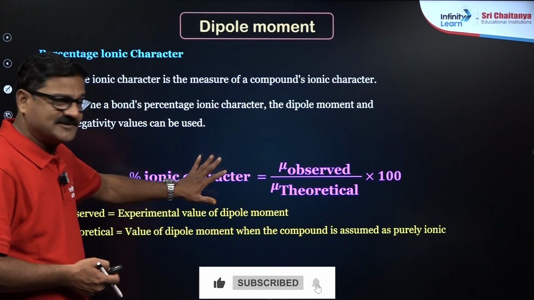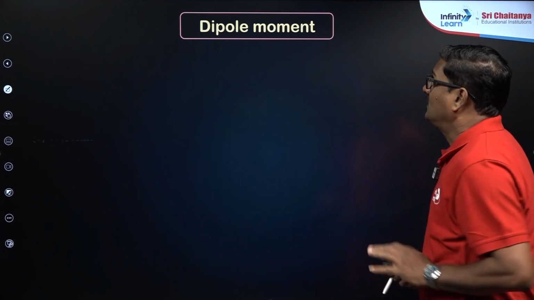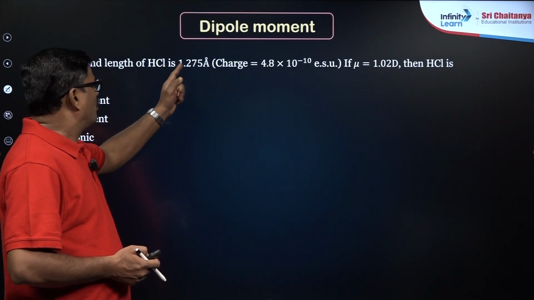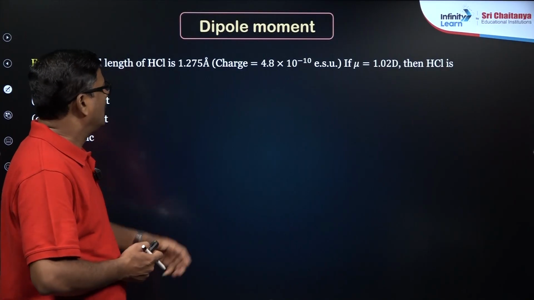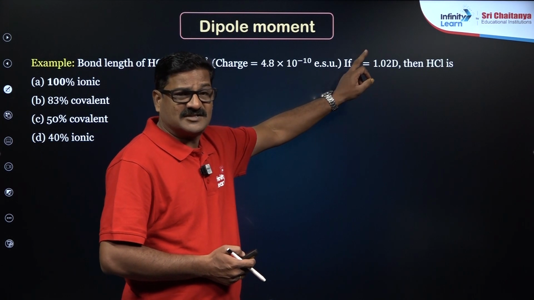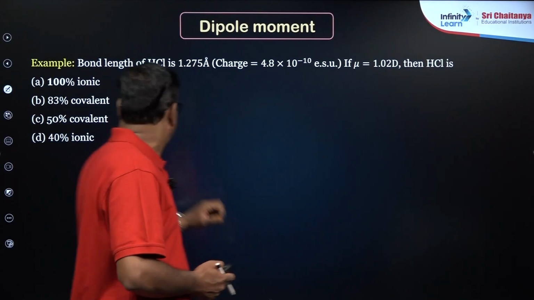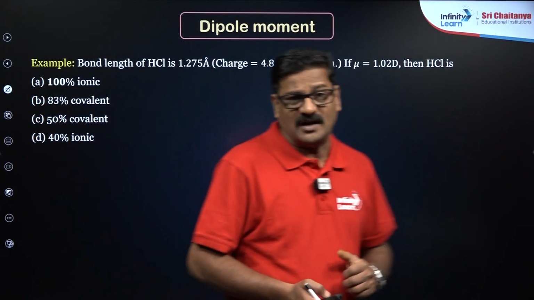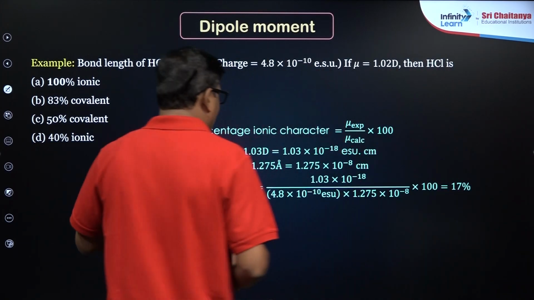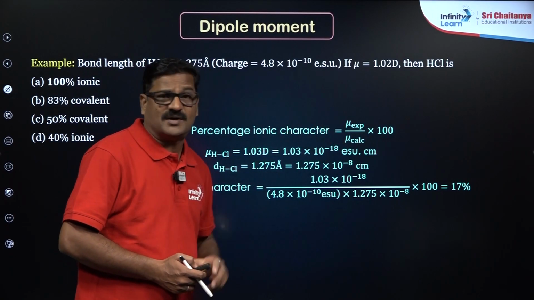So based on that, you can expect a question in the NEET examination based on NCERT. You can see a question. The bond length of hydrogen chloride is 1.275 angstrom units, and the charge conversion is given here, and the dipole moment that is experimentally observed is 1.03 D, and then various options are given for HCl. So let us directly calculate the percentage of ionic character. That is experimental dipole moment upon calculated dipole moment into 100.